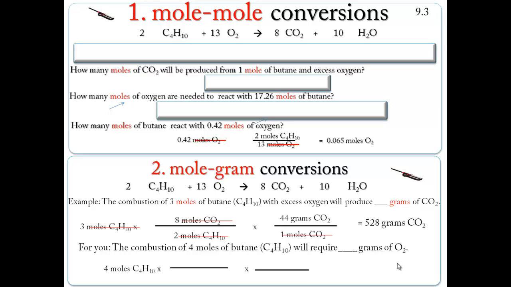Here we go. Start with what you're given, 4 moles of butane. Recognize it's a two-step conversion because we're going from moles to grams. We'll go from moles of butane to moles of oxygen, a 6.5 times increase, 13/2. And then from moles of oxygen to 32 grams of oxygen. Each oxygen atom has a molar mass of 16 grams per mole. It's diatomic, so 32. And punch it all through. Did you get 832 grams of oxygen? If so, congratulations.